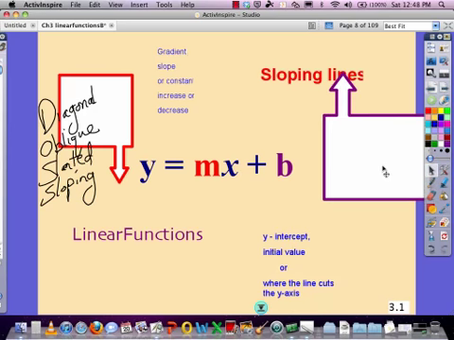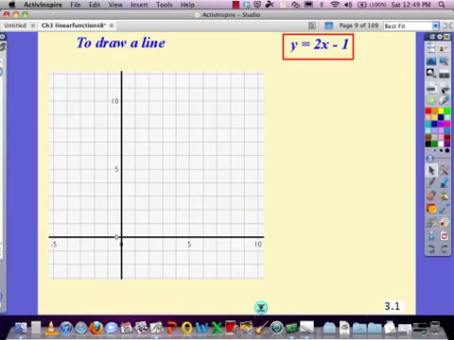Did you say y-intercept, initial value, or where the line cuts the y-axis? Those are all key. The y-intercept is b. If we're doing a story problem, we like the phrase initial value. Where are you before you start the situation? That's the y-intercept point. And then where the line cuts the y-axis is another common phrase for the b value. So far so good. We haven't really seen too much that's new.